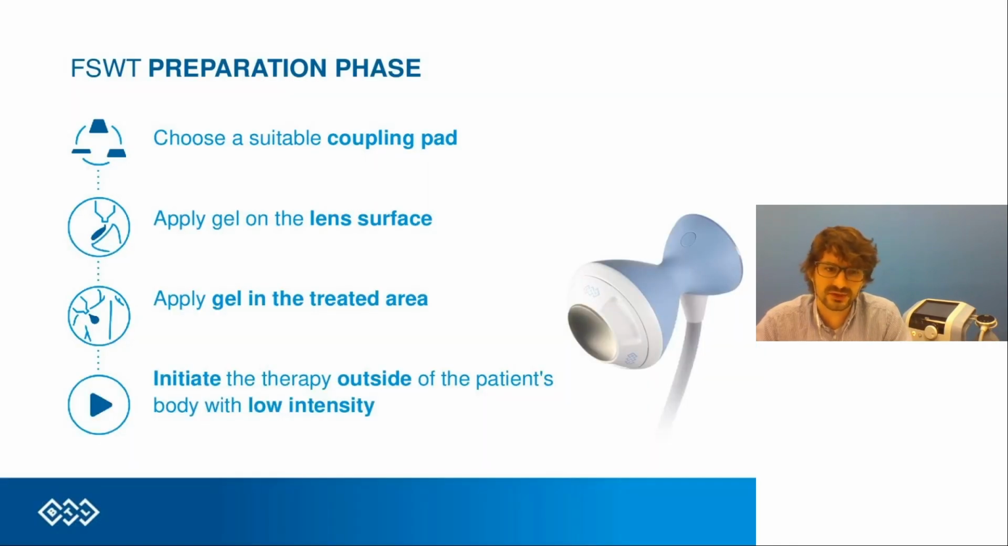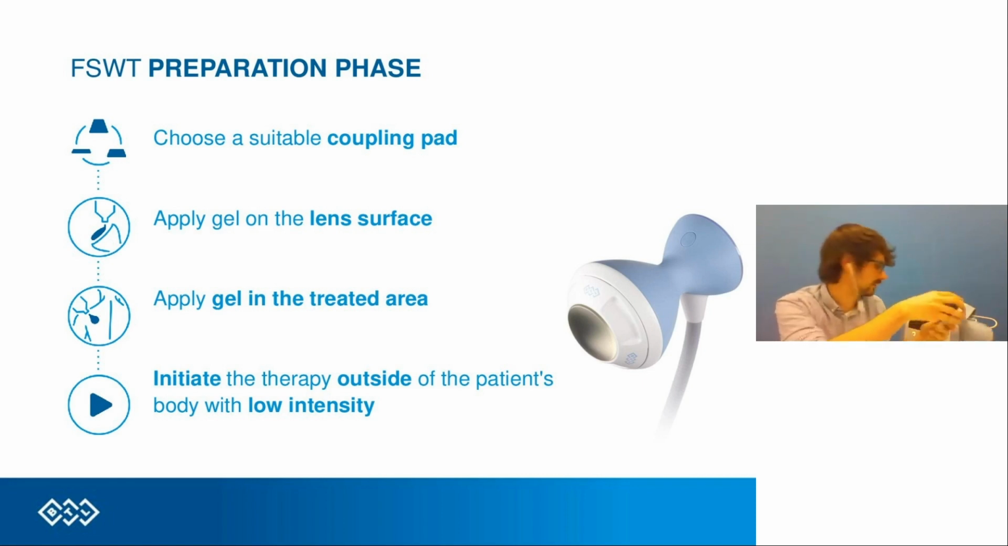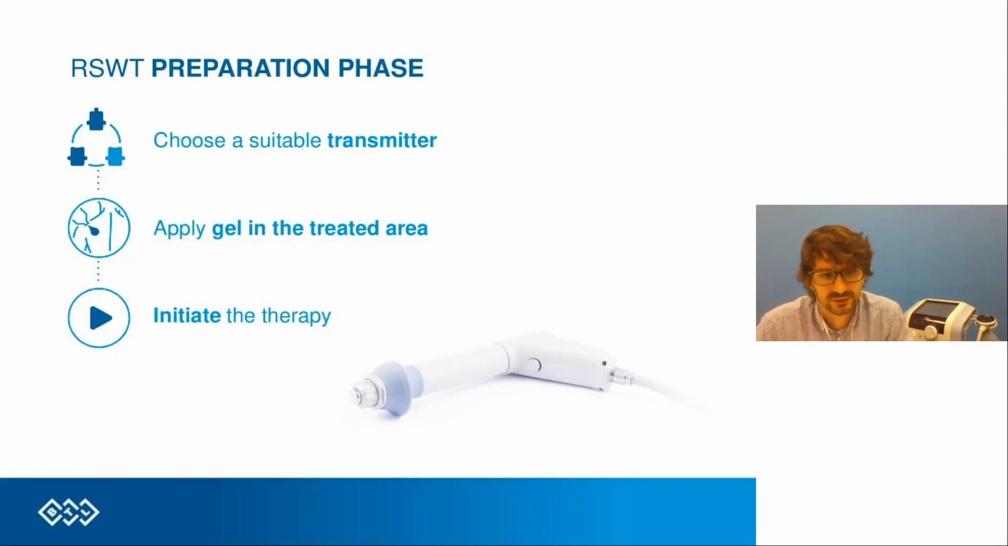Okay, this is the preparation phase. I think I can skip it because I already showed how the pads are placed on the applicator. The only difference between the radial and focused shockwave is that you are applying 2 layers of gel on the focused shockwave device. You have to apply the ultrasound gel also on this lens. So 1 layer of the ultrasound gel would come here. You would lock the applicator, and then you would apply ultrasound gel here or on the patient's tissue, basically. Whereas with the radial shockwave, you only apply 1 layer, and you are doing it exactly with the transmitters.